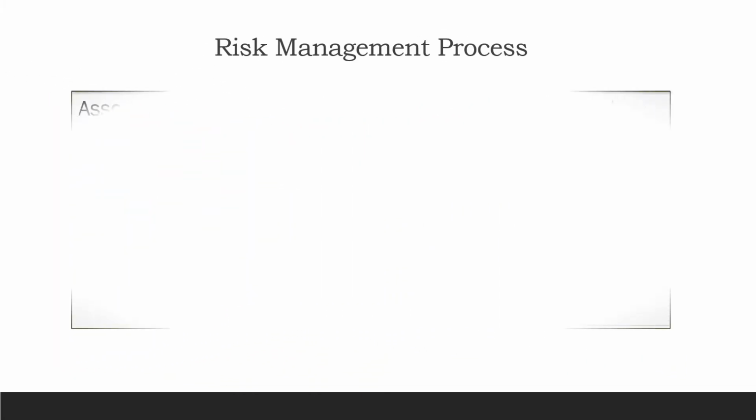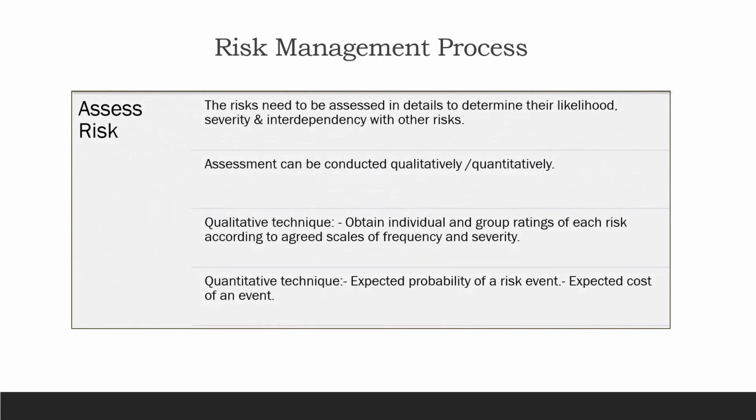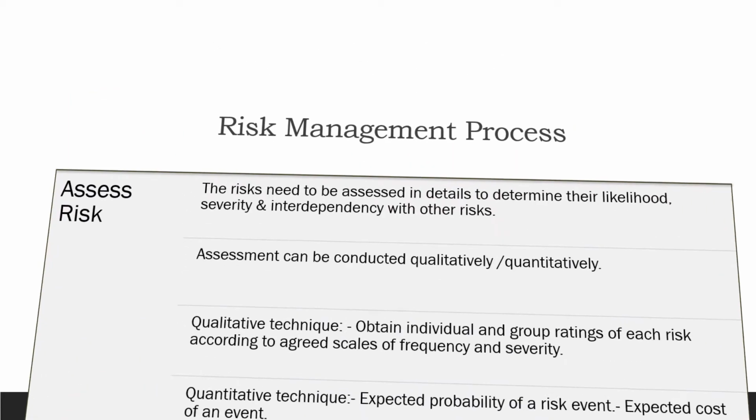Second step is assessing risk. The risks need to be assessed in detail to determine their likelihood, severity and interdependency with other risks. Assessment can be conducted qualitatively and quantitatively. The qualitative technique is obtaining individual and group ratings of each risk according to agreed scales of frequency and severity. The quantitative technique uses the expected probability of a risk event and the expected cost of an event.